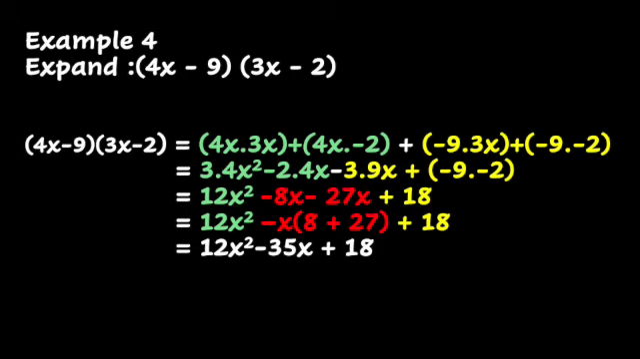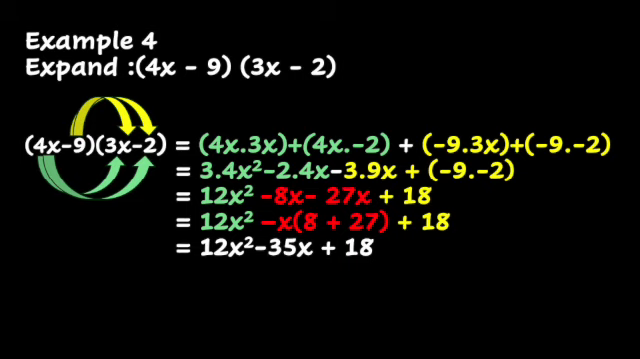In example 4, we have to multiply and expand 4x minus 9 times 3x minus 2. So we have double brackets here. So the procedure would be the same. We multiply each term of the second bracket by each term of the first bracket and then add the terms. So we have 4x times 3x first. Then we multiply 4x times minus 2. Next step would be minus 9 times 3x. And then minus 9 times minus 2.